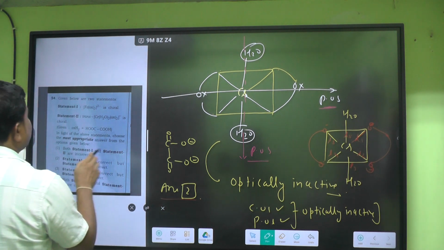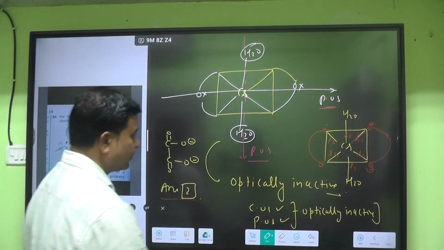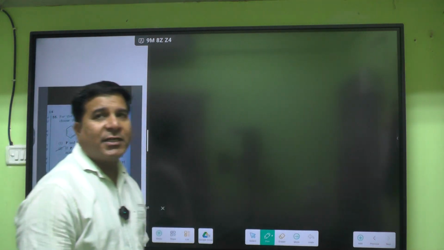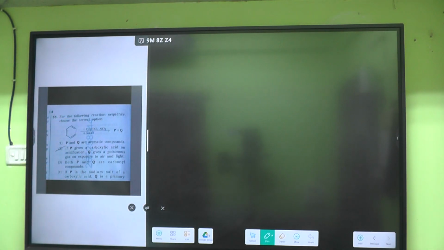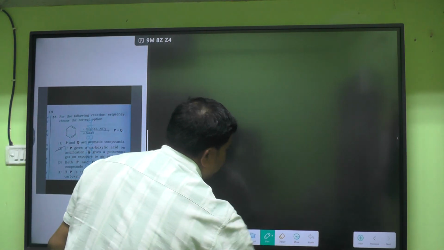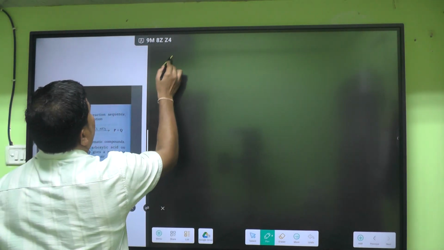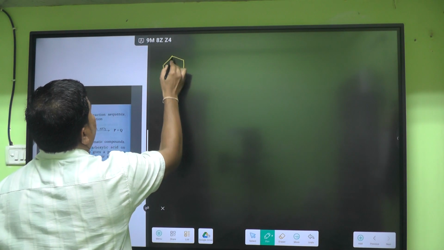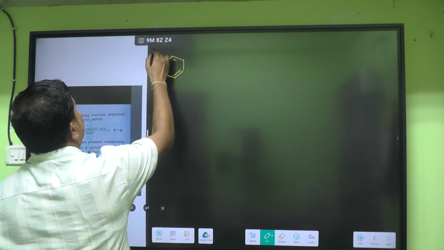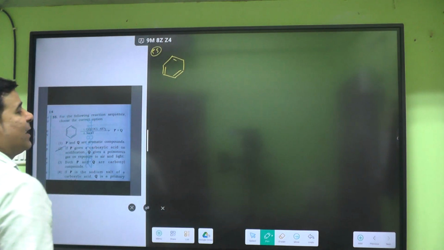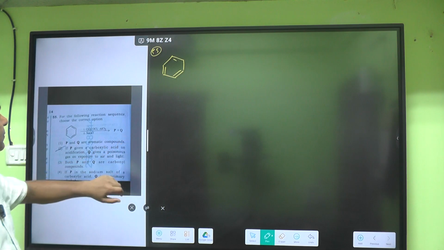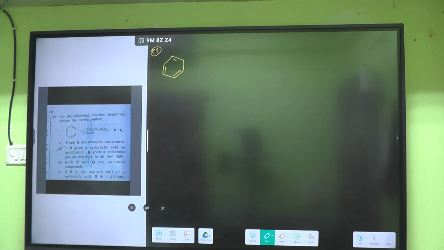Now next we discuss question number 55. For the following reaction sequence, choose the correct option here. So now it is given benzene here.